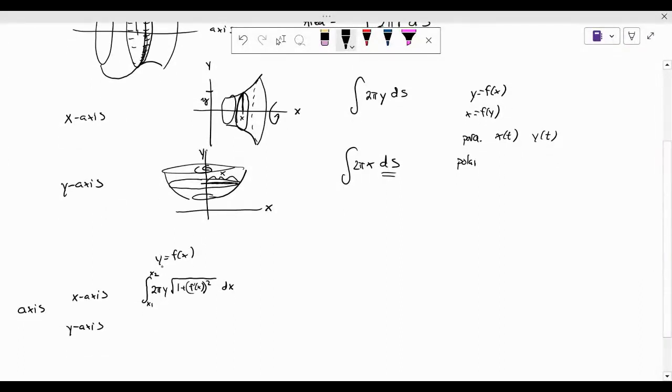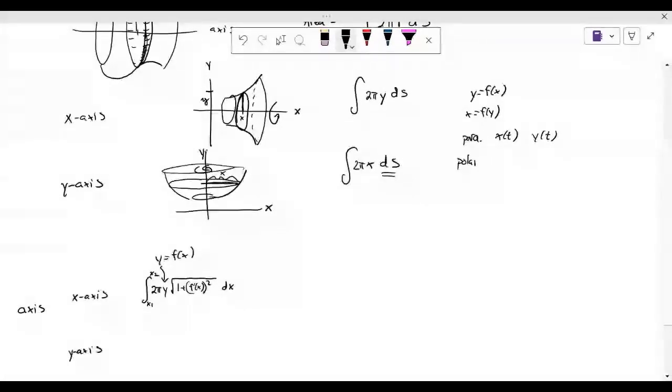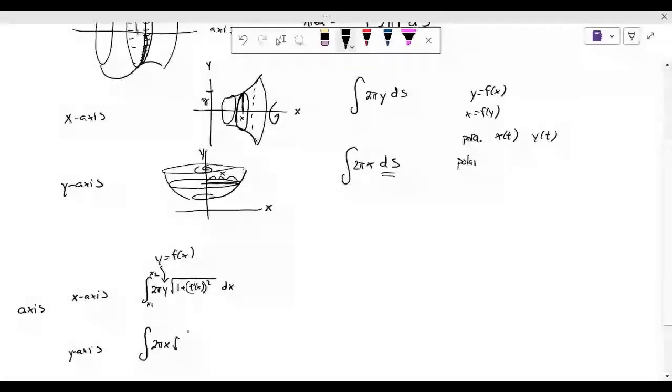So notice that here we would replace y, because we're integrating with respect to x, so we only want to see x's. So you're going to replace y with this function of x. Rotating about the y-axis, this time the radius is played by x, but y is still a function of x, so our differential length element ds is still the same formula.